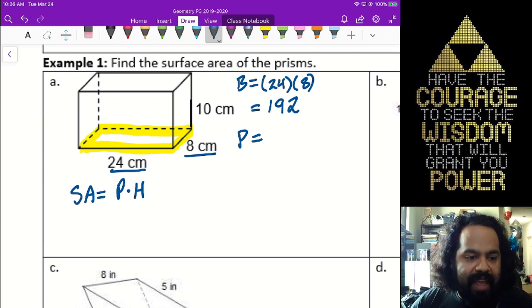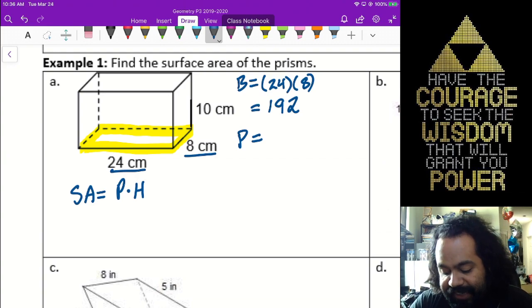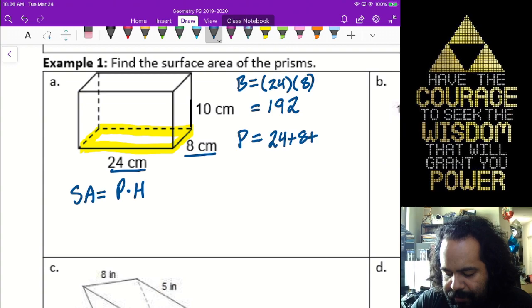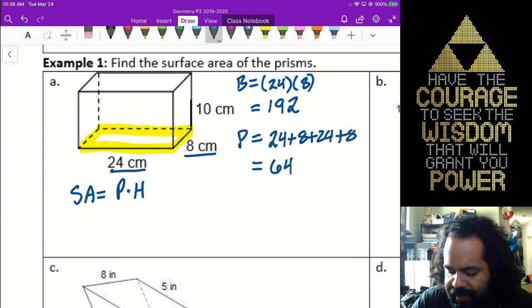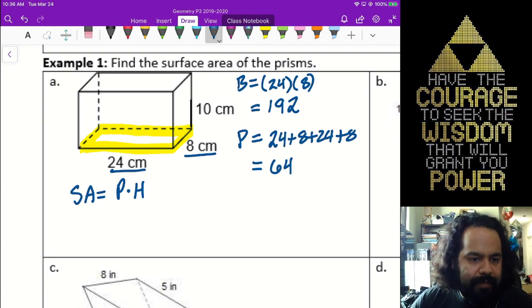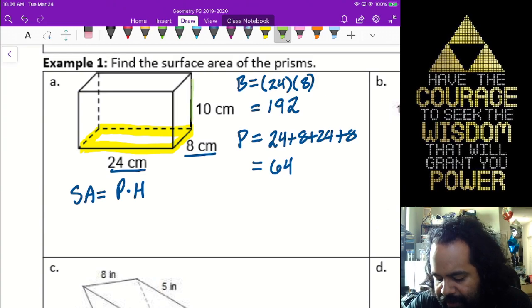My perimeter, I'm going to have 8 plus 24 plus 8 plus 24. You could also do 2 times 24 plus 2 times 8, right? It's all the same math. 8, 16, 24, 32. So I should have a perimeter of 64. And again, I'll write the work out. 24 plus 8 plus 24 plus 8. So that's 64.